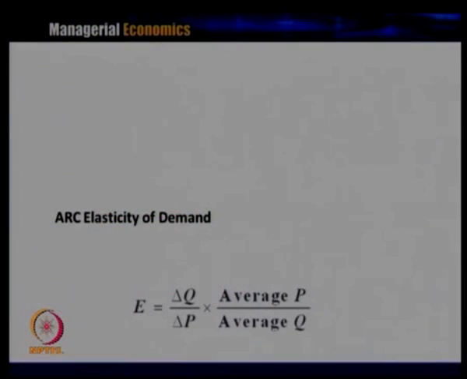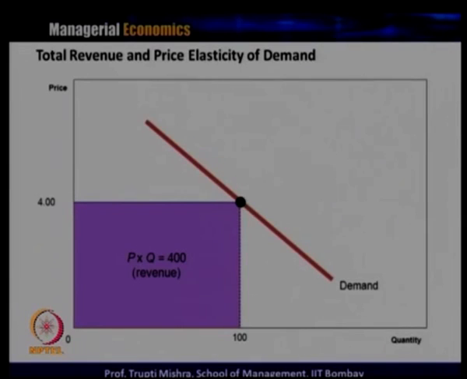Okay. So, as you see in the slide also, this is arc elasticity of demand, del Q by del P multiplied by the average of P and Q. So, average P and Q is the average price between 2 points and the average Q between 2 points in which segment you are measuring the arc elasticity of demand. Now, we will see how the total revenue changes in case of elastic demand and inelastic demand.